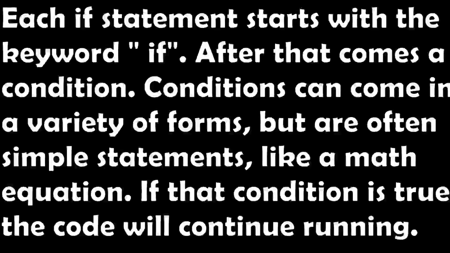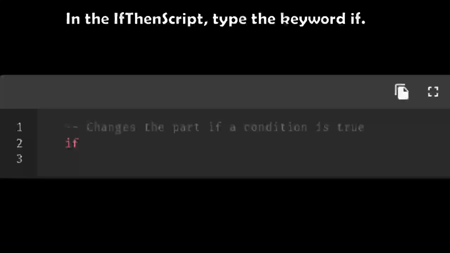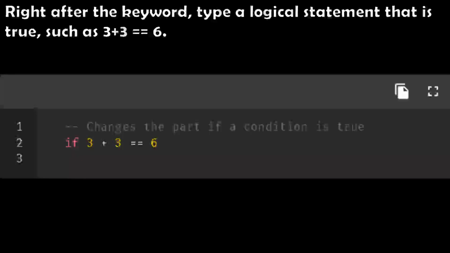Each if statement starts with the keyword if. After that comes a condition. Conditions can come in a variety of forms but are often simple statements, like a math equation. If that condition is true, the code will continue running. In the if-then script, type the keyword if. Right after the keyword, type a logical statement that is true, such as 3 plus 3 equals 6.